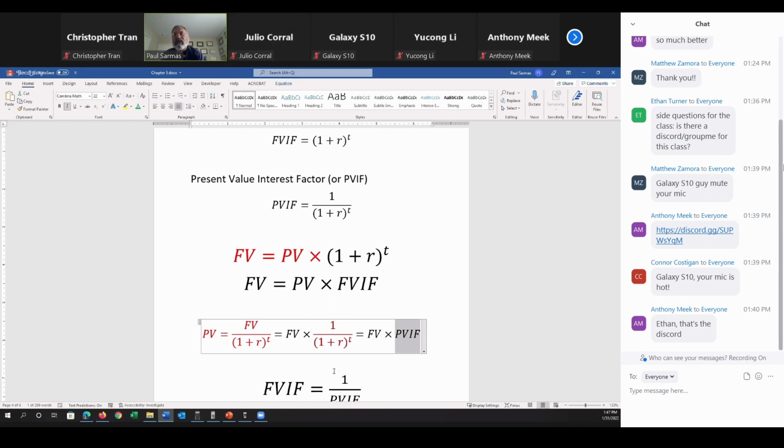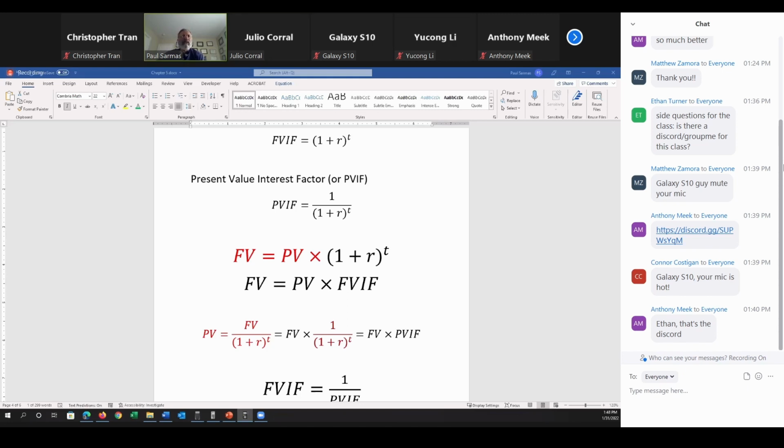Do me a favor. Go to the end of the textbook, Appendix A, and go to Table A1. Let me know when you're there. Pick any interest rate for any period. Pick one period, one interest rate. Okay, 60 periods at 9%.